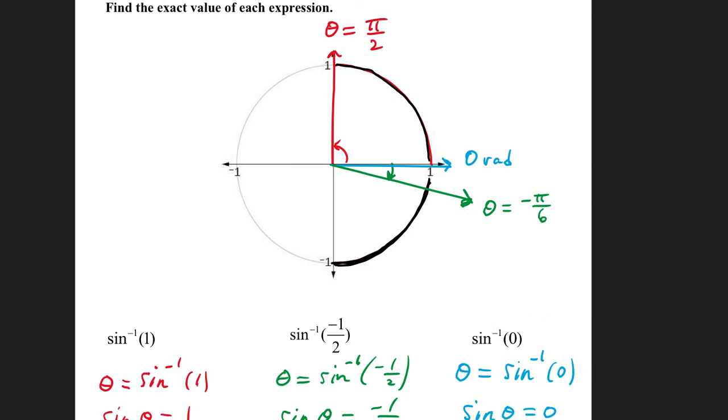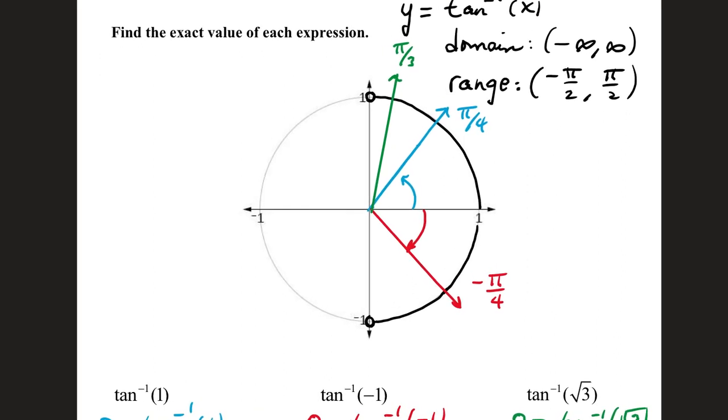The example at the bottom right of your screen, sine inverse of 0, we're looking for the angle that has a y-coordinate of 0, but you're only allowed to look in these 2 quadrants. Well, where the y-coordinate's 0 is here at angle 0, so theta is 0 radians.